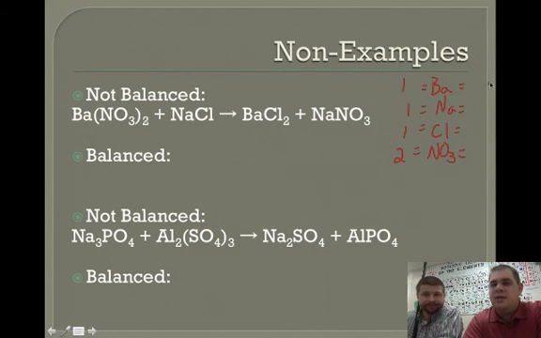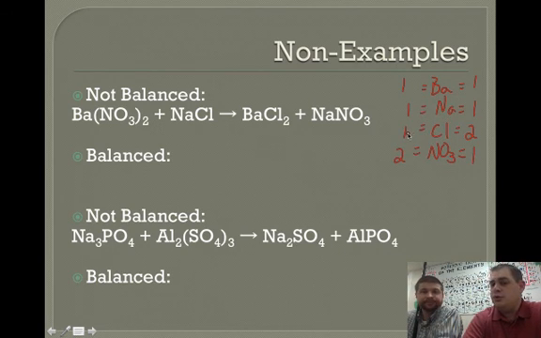Okay, on the right side, you've got 1 barium, you've got 1 sodium, you've got 2 chlorines, and you've got 1 nitrate. Okay, so you can see already what elements are not balanced. It's chlorine and nitrate. Barium's good. Sodium's good. Chlorine and nitrate are not.